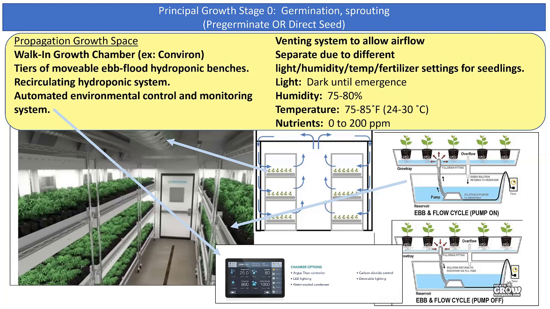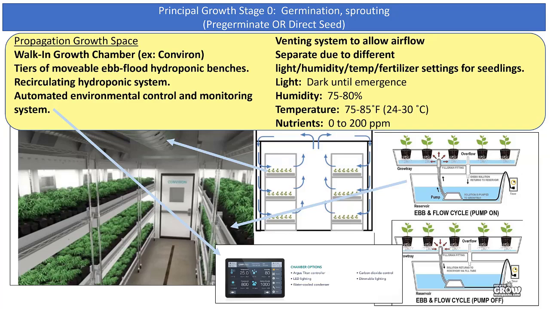So seedlings are kept at different environmental conditions. They're usually lower light, lower nutrient, higher humidity and temp than vegetative or reproductive plants. And there are several manufacturers like Conviron, for example, that market to cannabis growers. So I've got a picture of a Conviron seedling chamber there.